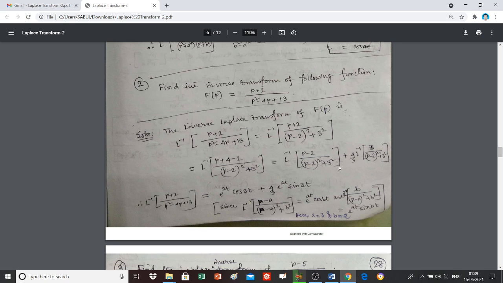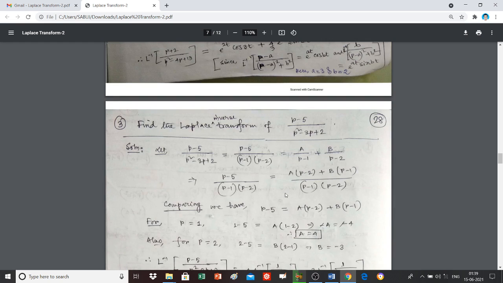Then plus 4 by 3 is here, and 3/((p−2)²+3²), because only 3/(p²+3²) would be the one whose inverse Laplace transform gives the result sin 3t. Since p minus 2 is here, it would be e^(2t). So 4/3 e^(2t) sin 3t, because the result is the inverse of b/((p−a)²+b²), that is equal to e^(at) sin bt. Here a is equal to 2 and b is equal to 3. So finally we obtain e^(2t) cos 3t plus 4/3 e^(2t) sin 3t.